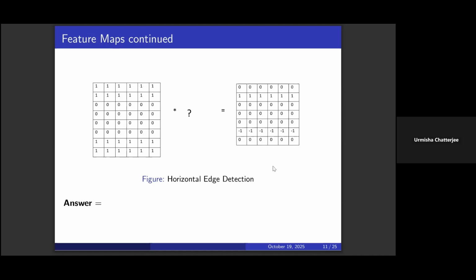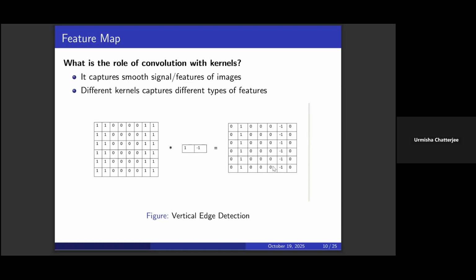Okay, let me go back to the last vertical edge detection. Probably it's not very clear how this kernel was able to detect the edges. You see this 1 minus 1 kernel, it slides in this fashion, and then again it slides from the second row in this way. For the first element it's 1 1 and 1 minus 1, so it's 0. For the second element it's 1 0. So whenever we multiply with 1 minus 1, it was detecting a 1.